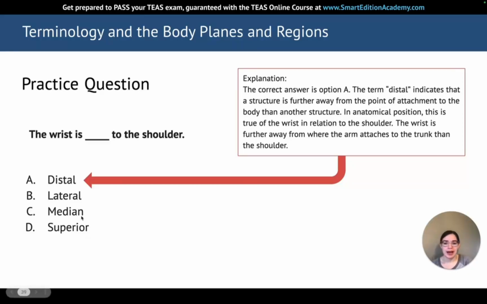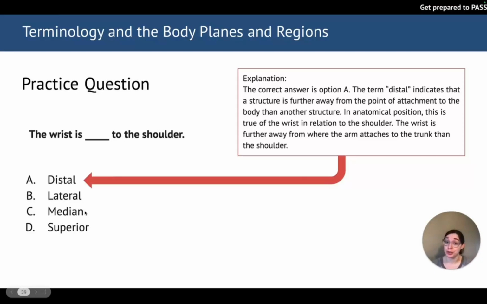And let me just point out real quick that this should be medial with an L. The word median indicates a midline, but the correct directional term is medial with an L.